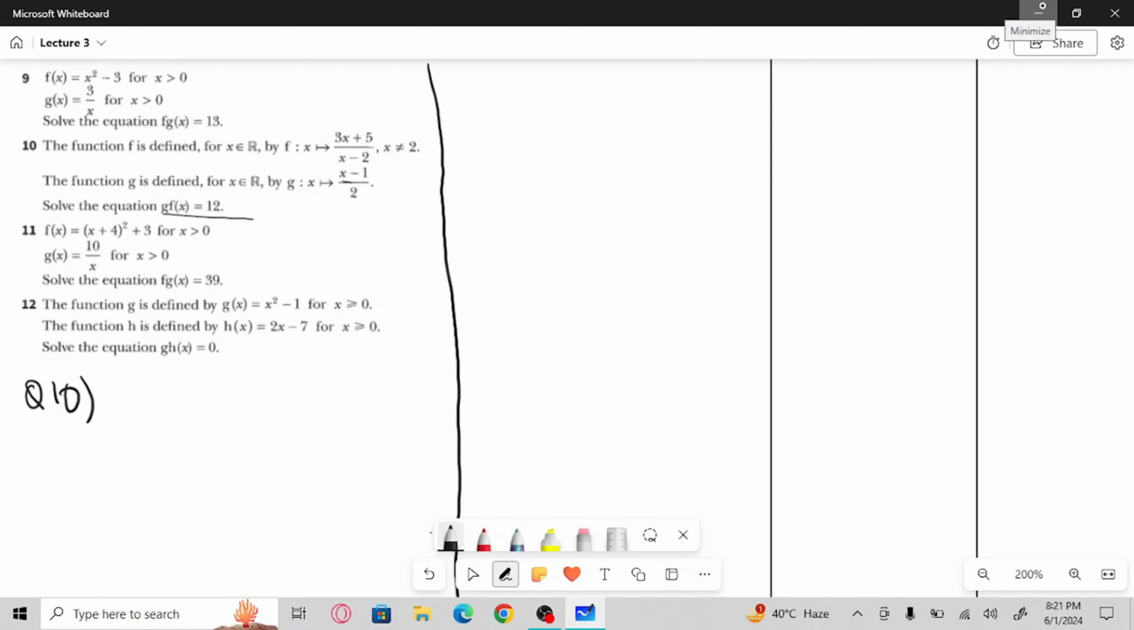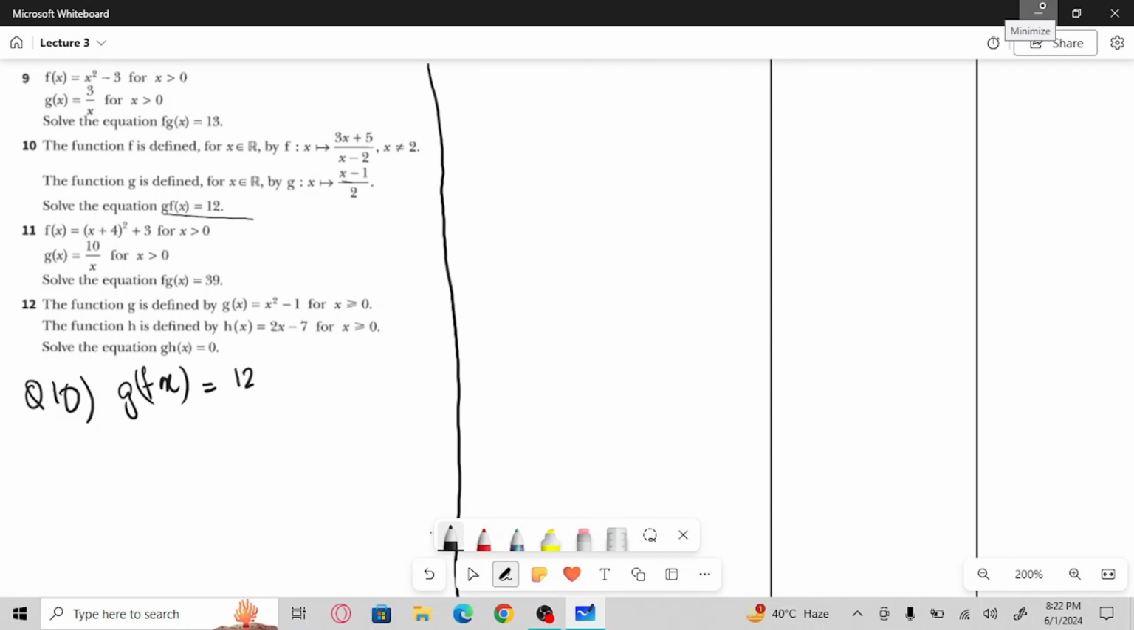Okay, now if you see question number 10, it says that the function f is defined to be f(x) equals (3x plus 5) divided by (x minus 2), and g(x) equals (x minus 1) divided by 2. What will be g(f(x))? And now if we see here, g(f(x)) equals 12. That will allow us to find the value of x itself.